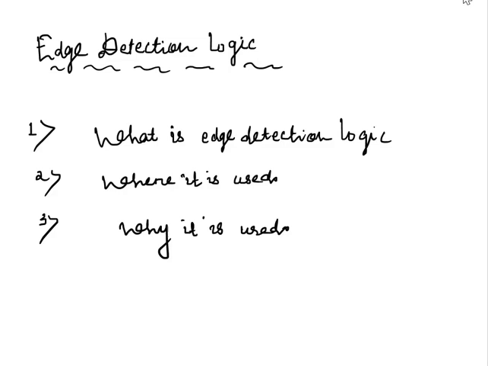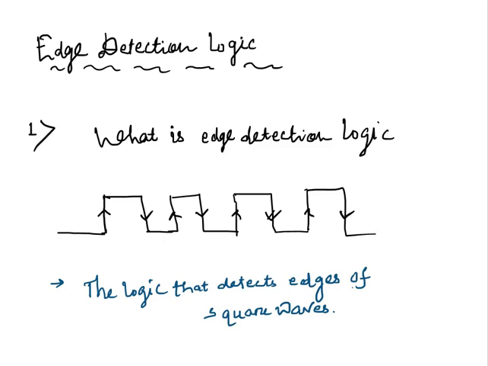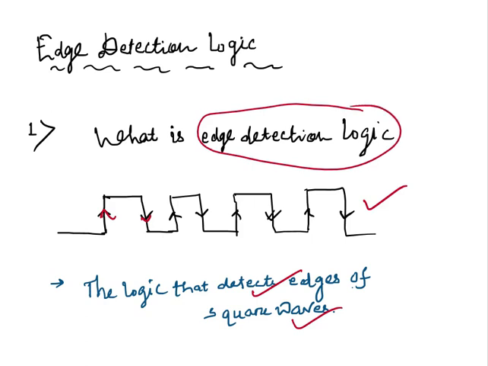Today we'll learn about edge detection logic, and these are the points that I will be discussing. Edge detection logic is a circuit, a digital logic or a digital circuit that detects edges of square waves. See, this is a square wave and these are the edges, right? So this edge detection logic detects both positive edge and negative edge.